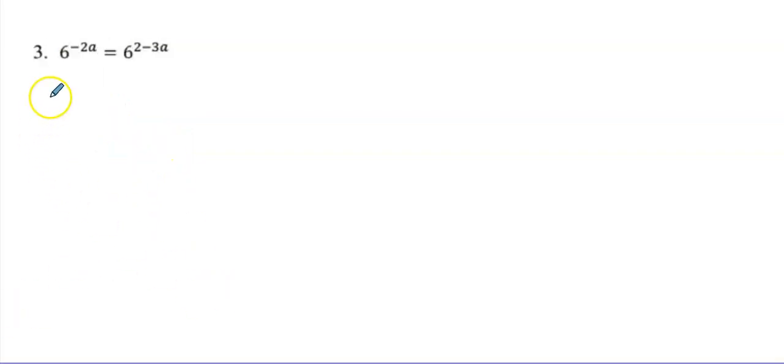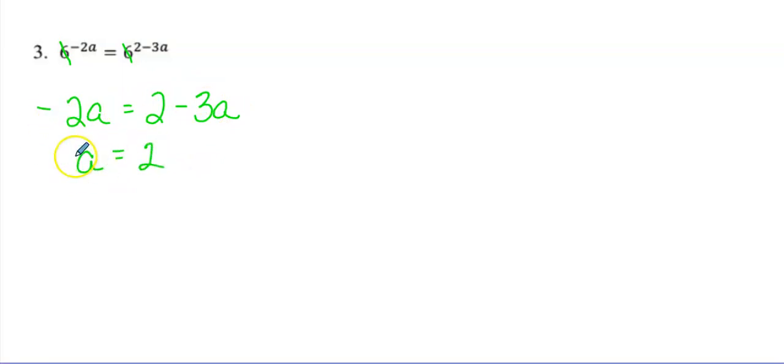Number 3, this time again I have 6's for the bases. They're equal. Negative 2a equals 2 minus 3a. Let's add a 3a over here. a equals 2. All right, those are really easy.